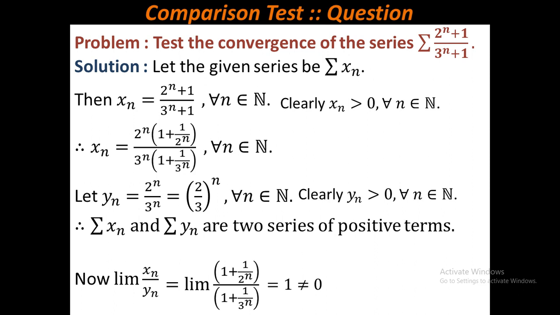Let me say another logic. Suppose xn was 3 to the power n plus 1 by 2 to the power n plus 1 instead of that form. Repeat again: if xn was 3 to the power n plus 1 by 2 to the power n plus 1, then this will be the reciprocal of that. That is, 3 to the power n into 1 plus 1 by 3 to the power n will be in the numerator, and 2 to the power n into 1 plus 1 by 2 to the power n will be in the denominator.